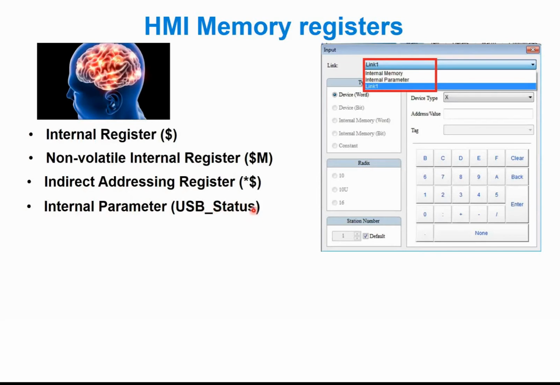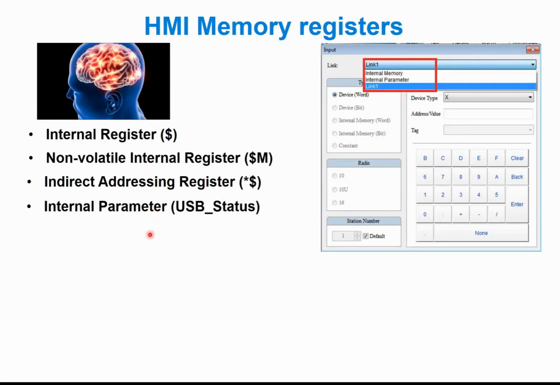So if you read this memory, this parameter, it reads the status of the USB port on your HMI. So if you plug a USB stick on the HMI, this register will turn to 1 if you are reading it. If you remove the USB stick, the value in this register will turn to 0. So we have several other internal parameters that you can use to monitor some things in your HMI. So this is one aspect of the memory of the HMI. This is its own internal memory.